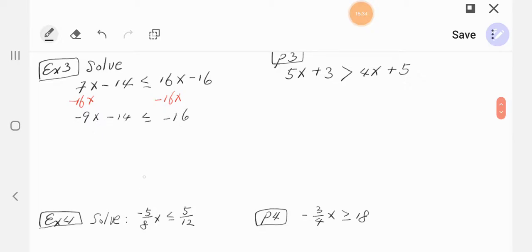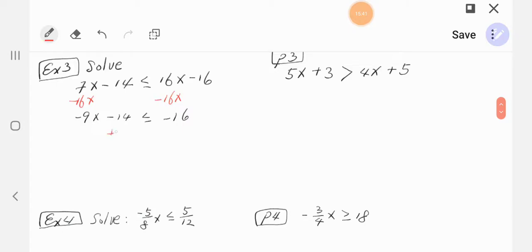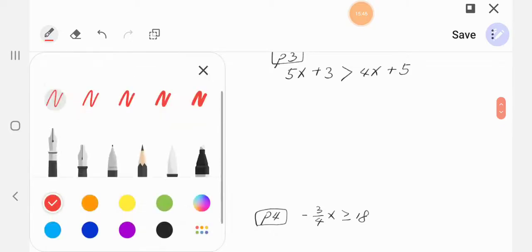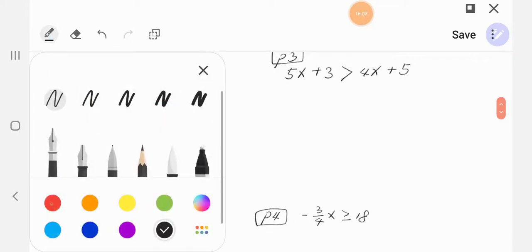Okay, now we have negative 9x on the left, variable terms on the left. So let's get rid of this minus 14. So plus 14 each side. When we add or subtract, we don't change the symbol. So negative 9x is less than or equal to negative 16 plus 14, which is negative 2. Okay, now let me write it one more time. Negative 9x, negative 2.